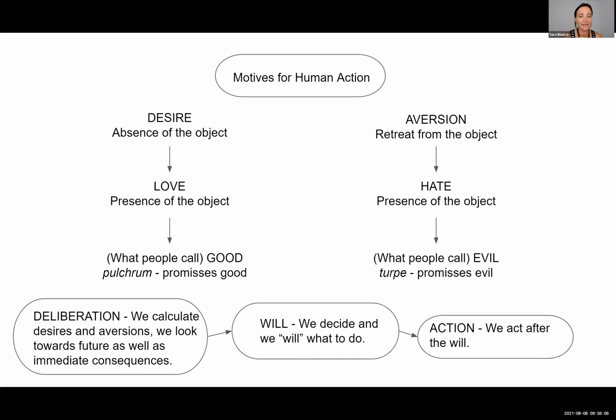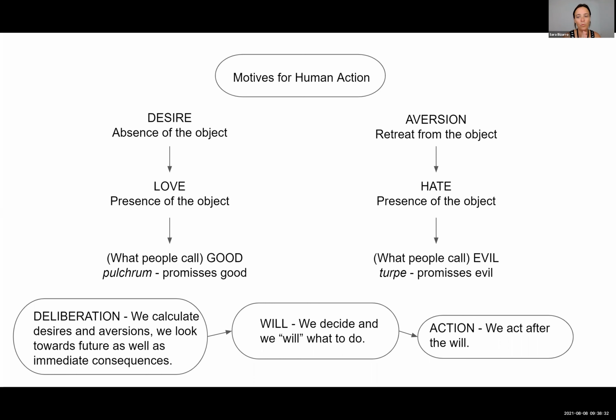So they calculate what the consequences of this action are in terms of their desires, aversions, and what they want to avoid. And so they look a little bit down the line. They don't just look at the immediate consequences. They look into the future. And then once they come to a decision, they will the thing they want to do, and then they act.